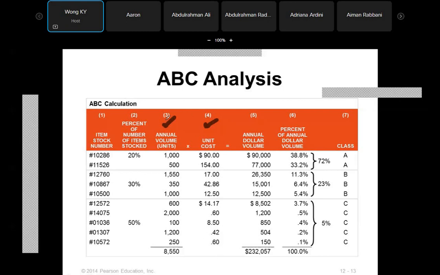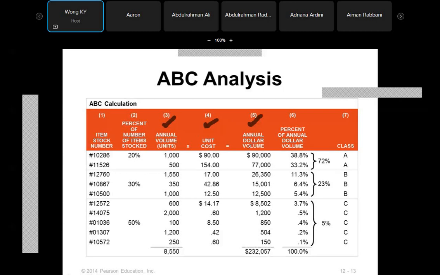Okay, given the data for column 3 and column 4, normally you will be asked to calculate column 5. Column 5 is actually the annual dollar value, so the annual dollar volume. So an annual dollar value is just the annual quantity multiplied with the unit cost. Okay, as simple as that. So the annual dollar value for inventory item 1 is 1000 times $90, so it becomes 90,000. For item 2 it is 500 times 154, so it is 77,000, and so forth.